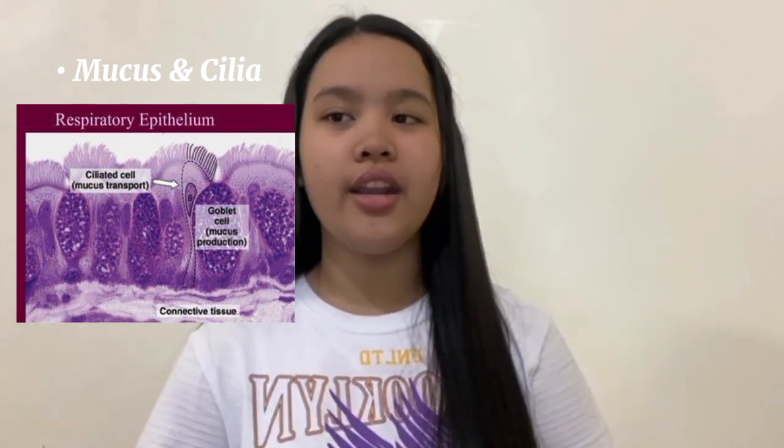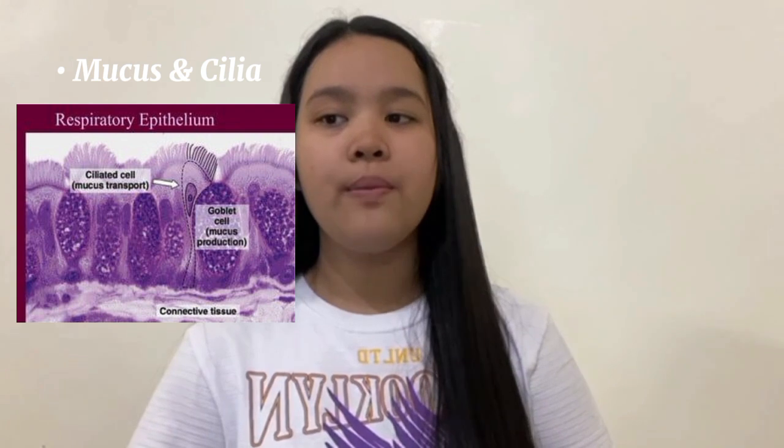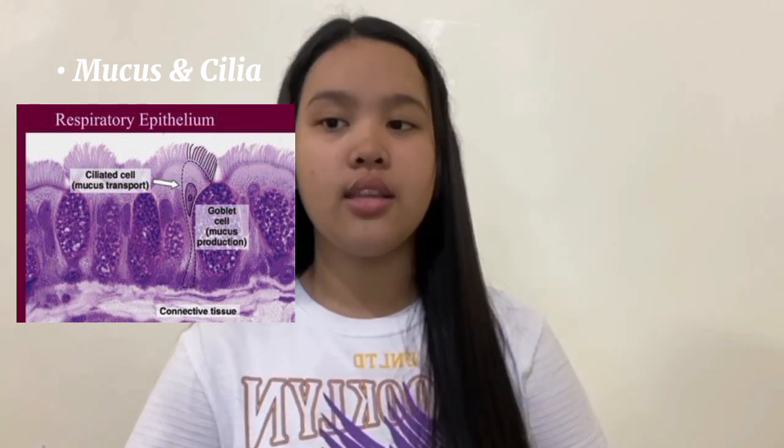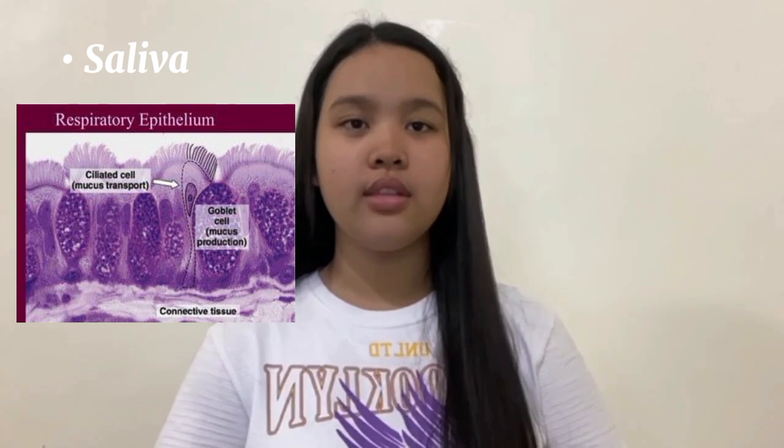Cilia are tiny hair-like projections that line the airways and move mucus to trap and expel pathogens and other particles from the lungs. Third is saliva. Saliva is not just essential for the initial breakdown of food. It also plays a defensive role. It contains antimicrobial agents like lysozymes and antibodies, which can help neutralize harmful microbes before they reach the digestive tract.